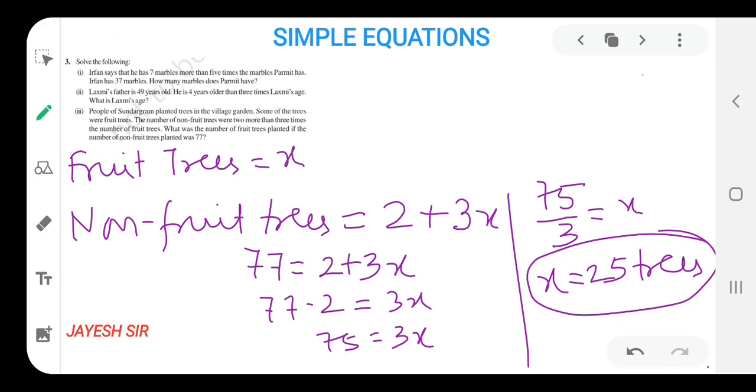That means fruit trees planted were 25 trees. I hope you all might be getting it. So the number of fruit trees we have got over here is 25 trees.